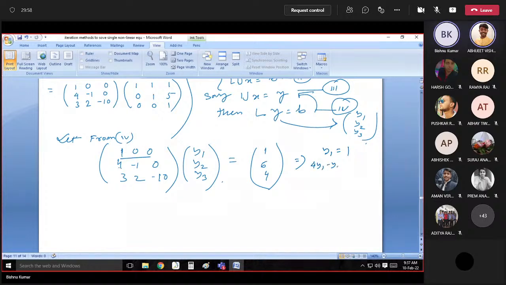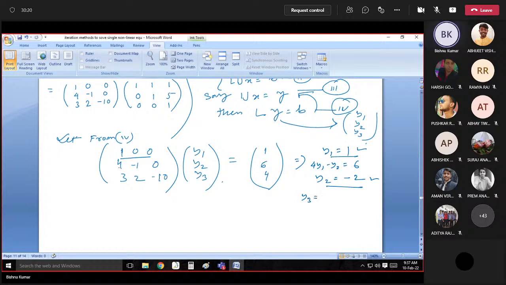4y1 minus y2 equals 6. So y1 is clear, so you may get y2 easily. So y2 equals minus 2. After getting y1, y2 from the third equation, all three variables are there. You just substitute these two values, you will get y3. What is the y3?